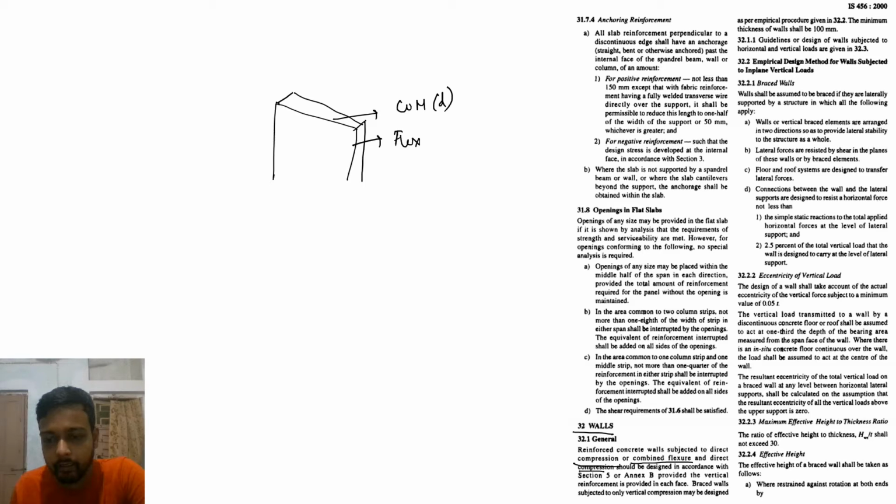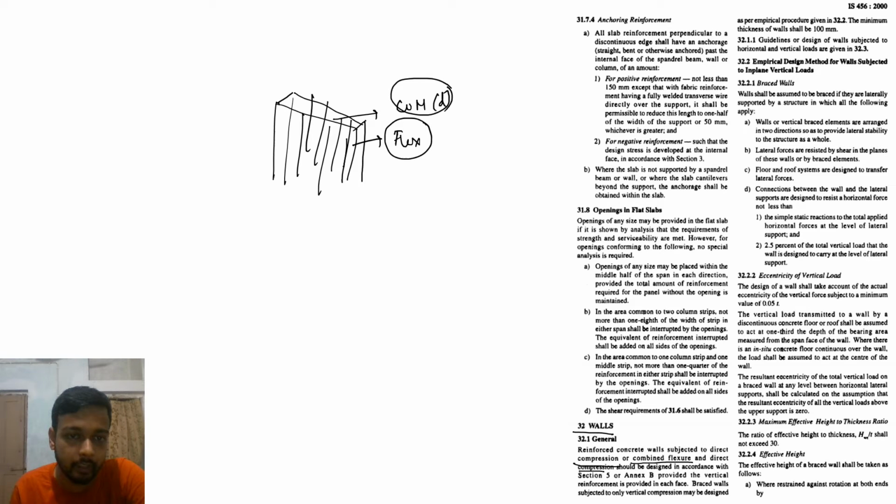Vertical reinforcement is provided in each face, because it counteracts the compression force and the flexure and tension force. Concrete is weak in flexure but strong in compression, and this steel bar is strong in flexure as well as compression. So that is why we provide the vertical reinforcement. A braced wall supporting only vertical compression may be designed as per this.